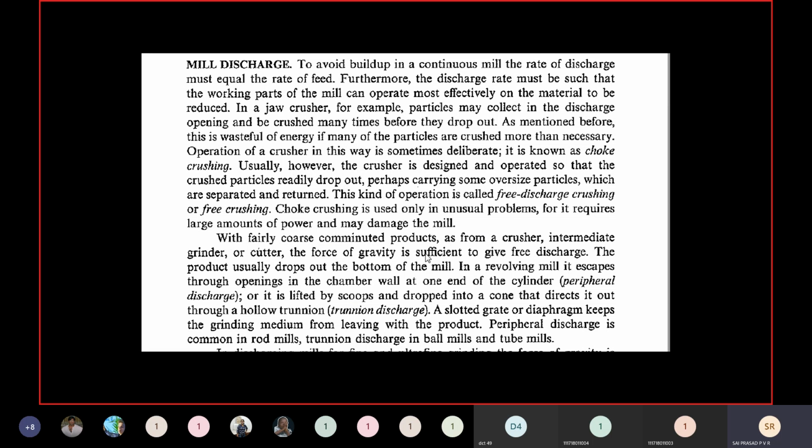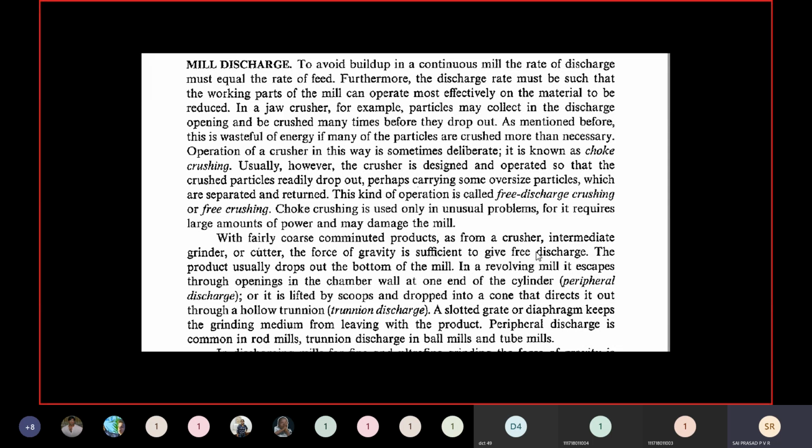With fairly coarse comminuted products, as from a crusher, intermediate grinder or cutter, the force of gravity is sufficient to give a free discharge. Just now I said force of gravity. Once crushing is over, why would the particle stay inside the system? Already you are putting particles continuously. Because they have some amount of mass, they will travel from top to bottom. This is there in our primary crushers and secondary crushers. But in the case of a micro atomizer, no, because the size of the particles is small, so we are not at all focusing our attention on gravitational force.